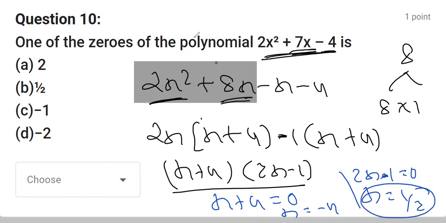Although we have two zeros here, that is minus 4 and half, we are asked only to get one zero. Clearly, among the options, we have only half as one of the options and not minus 4. So that should be our answer.